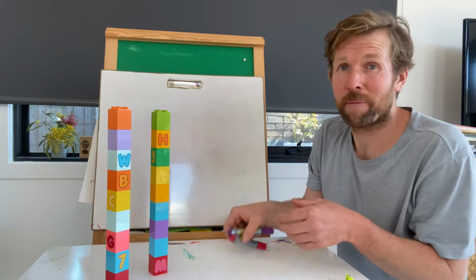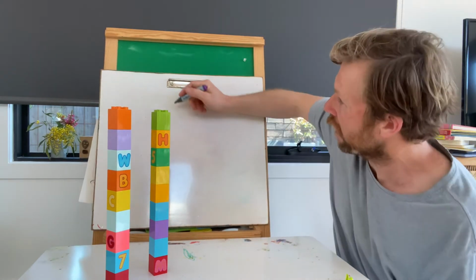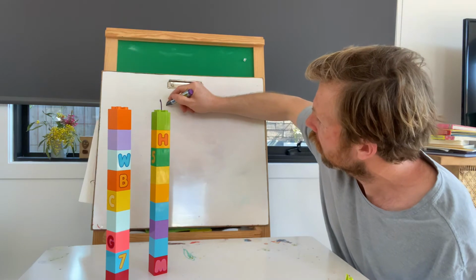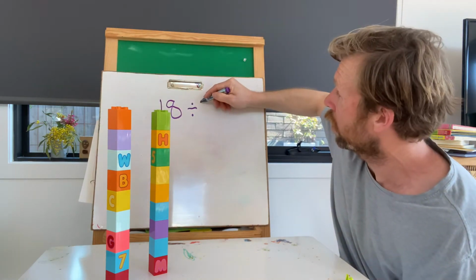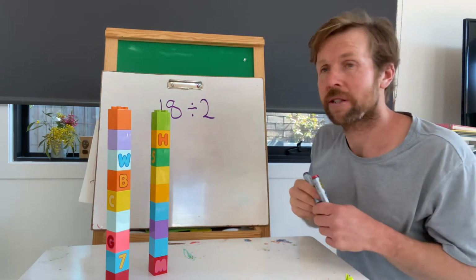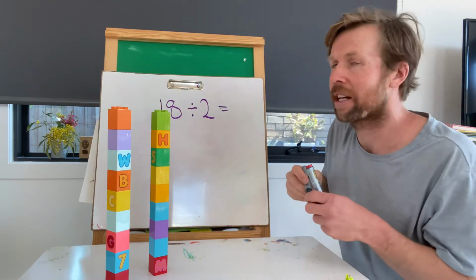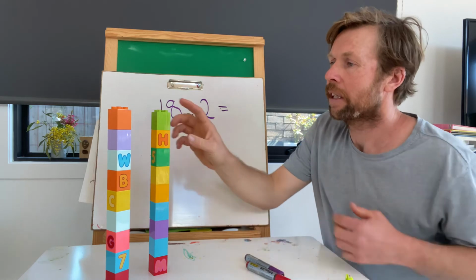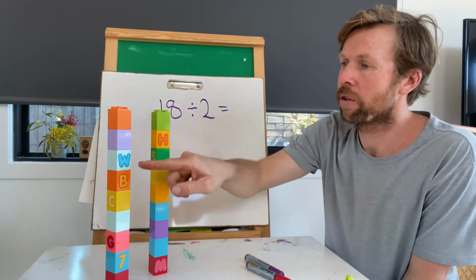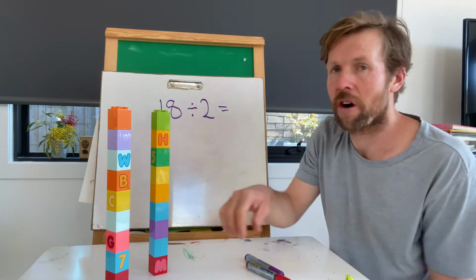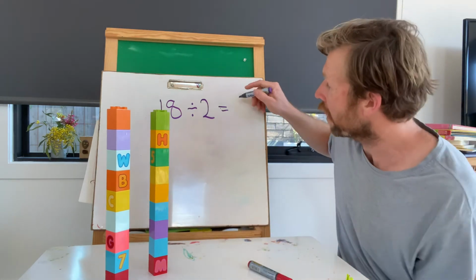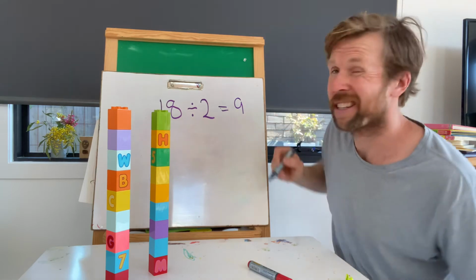I'm going to model writing it as a sum as we do this. So I've got 18 to start with, and I've shared it between 2 towers. Let's see how many in each tower I have. I've got 1, 2, 3, 4, 5, 6, 7, 8, 9. And they're both the same. So 18 shared between 2 is 9.